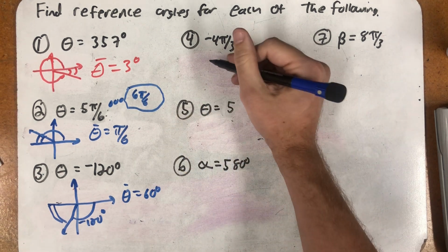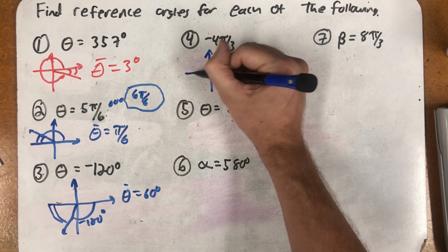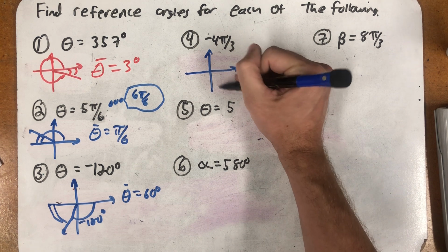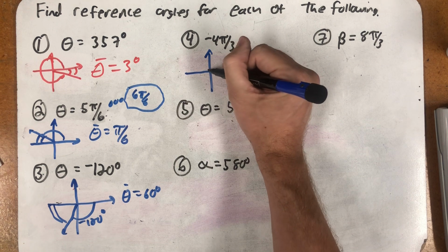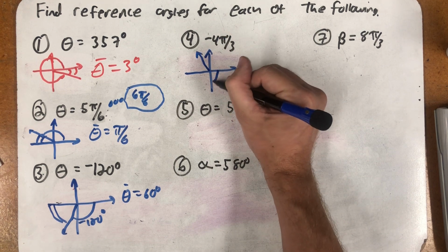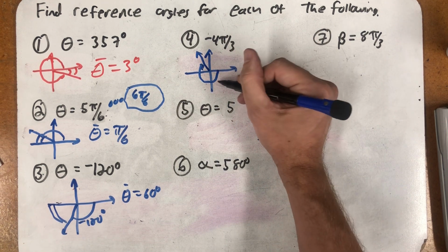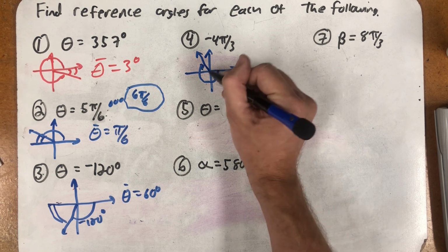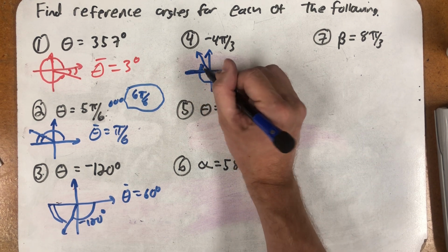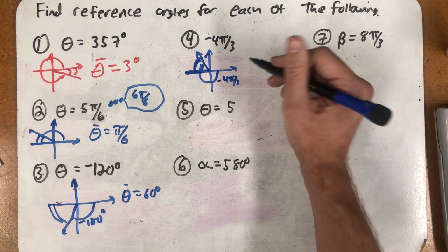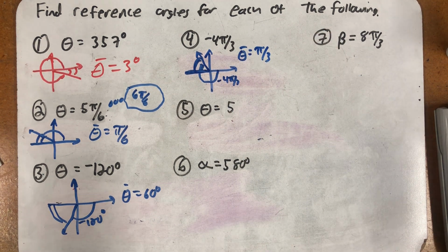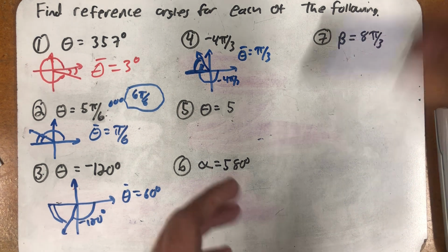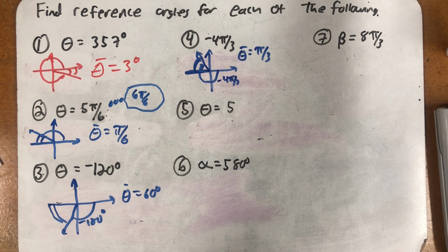Minus 4 pi thirds. Well, minus 1 pi third would be here, minus 2 pi thirds, minus 3 pi thirds, and then finally minus 4 pi thirds. Well, when I got to minus 3 pi thirds, I was right here. 1 more pi third in the negative direction gets me there. And all I have to do is remember that my reference angle is always a positive acute angle, so it must be pi thirds.